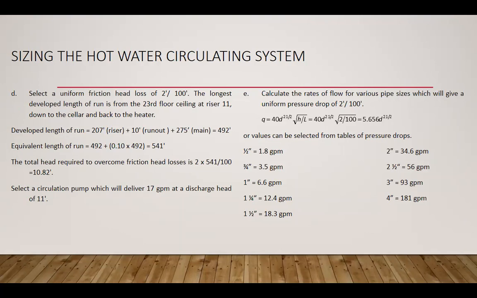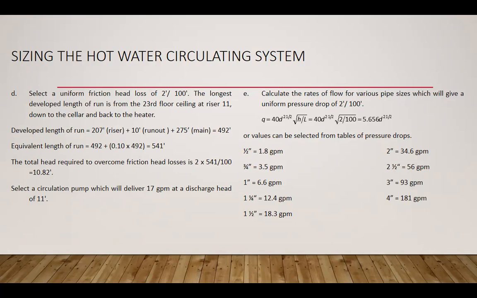So, E, calculate the rates of flow for various pipe sizes which will give a uniform pressure drop of 2 feet per 100 feet. Q is equal to 40 times d exponent 2.5 times the square root of S over L, which is 40 d exponent 2.5 times the square root of 2 over 100, or 5.656 d exponent 2.5. All values can be selected from tables of pressure drop.